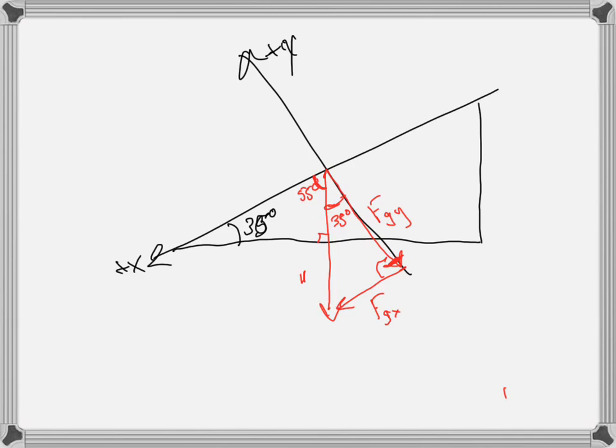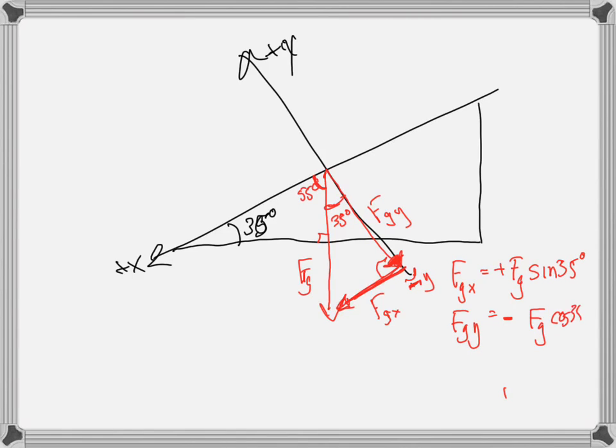And so if this is Fg, then the components are: Fgx is in the plus x direction, and it is plus Fg times the sine of 35 degrees. Right? Because it's the opposite. Fgx is opposite the 35 degree angle. And Fgy, again, doing the geometry of the right triangle, is going to be in the negative y direction because it's pointing along the negative y-axis. Whoops, this is the negative y-axis. Fgy is minus Fg times the cosine of 35 degrees.